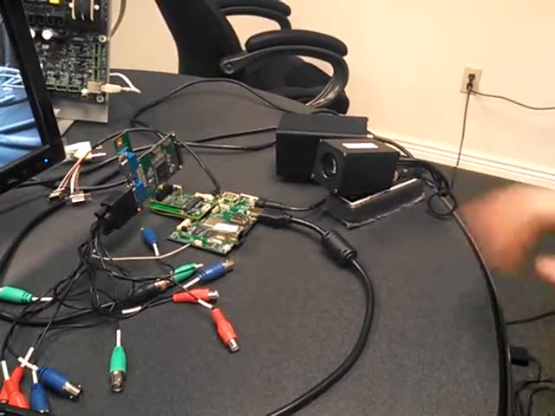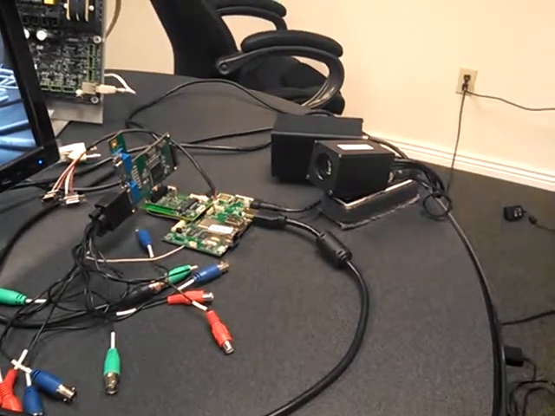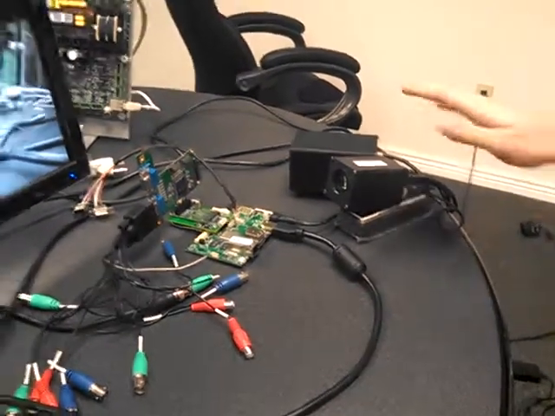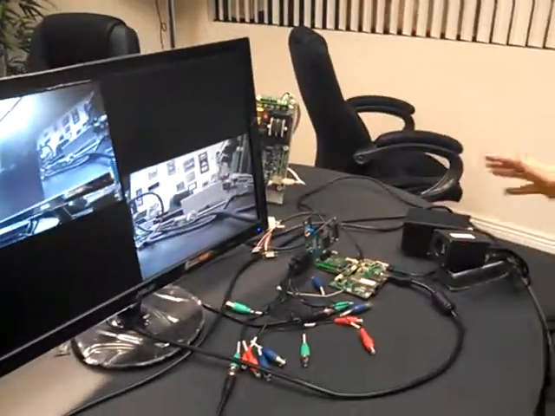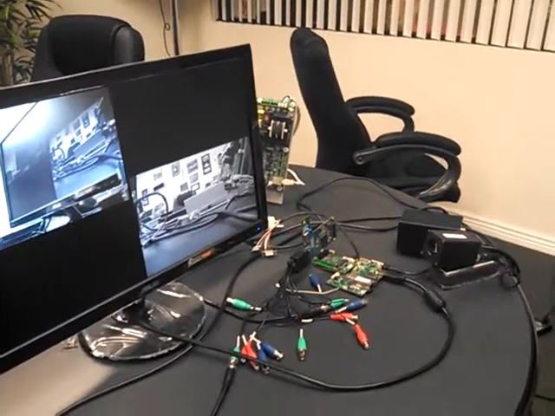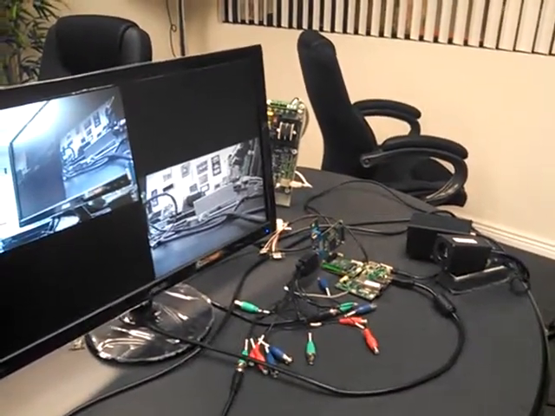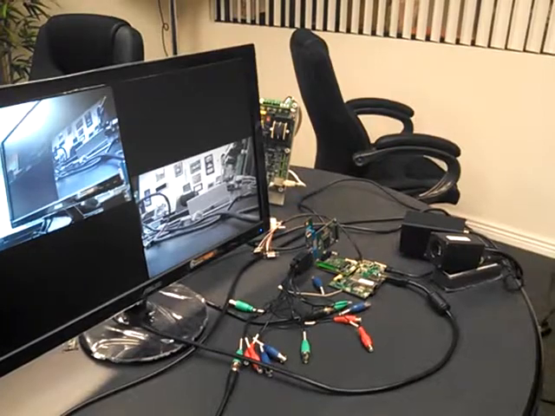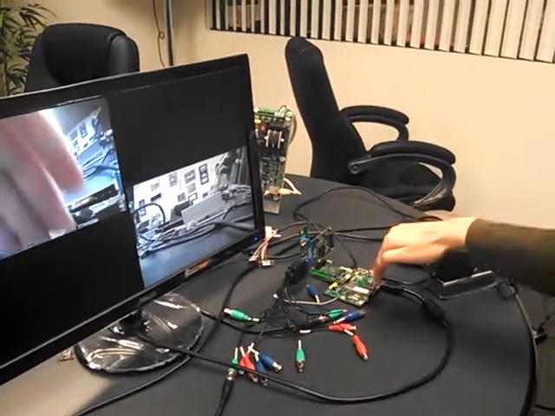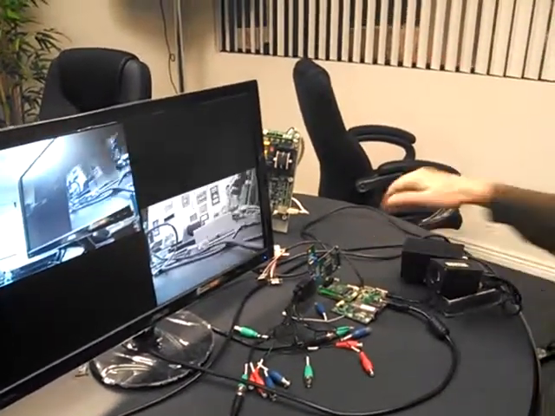We currently have it set up with 2 separate cameras running at the same time. So these are 2 NTSC cameras that are connected up to the Techwell daughter board. And we've written the Linux driver to allow it to pipe out to the HDMI port. So currently we're showing 2 independent displays running at the same time.